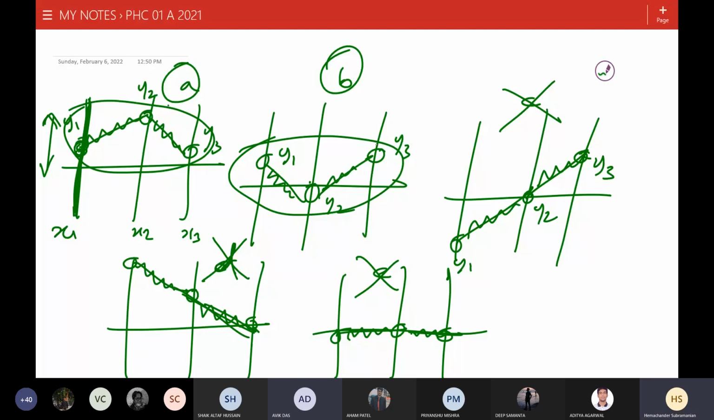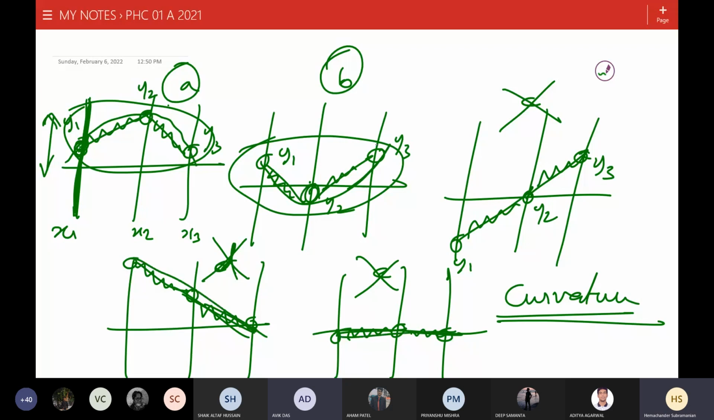You know that situations A and B give a force, whereas situations C, D, and E do not supply force on the central particle. How do you describe that? Sir, by curvature. Exactly. This is curvature. If the particles are curved like this, then there is a force on the central particle. If it is straight lines, then there is no force in the vertical direction. Yes or no?